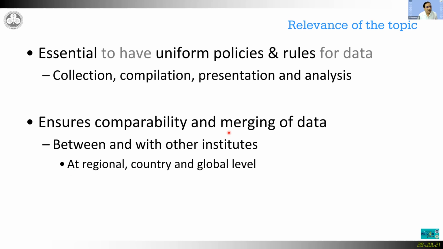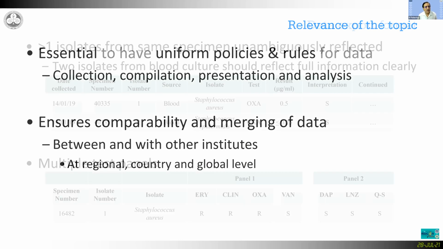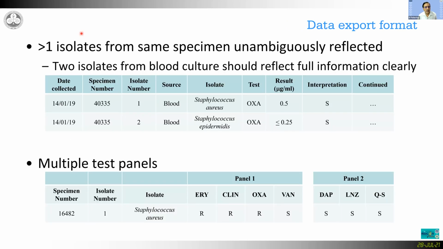So this is just a couple of examples of how to have uniform policies. Say, for example, if you have more than one isolate from the same specimen, it should be unambiguously reflected. Two isolates from the same blood culture specimen, say one is Staphylococcus aureus, one is Staphylococcus epidermidis, then both of them against the same specimen number, against two isolate numbers, have the details available. There are situations where we put up multiple test panels. Maybe we put up the first test panel on day one and a second test panel. So the second test panel results should not go onto a separate entry. It should come to the same isolate on the date of collection of that specimen.